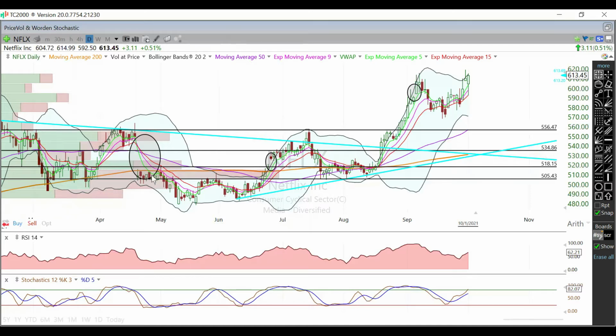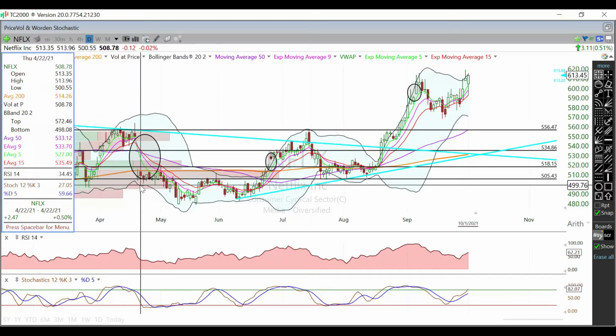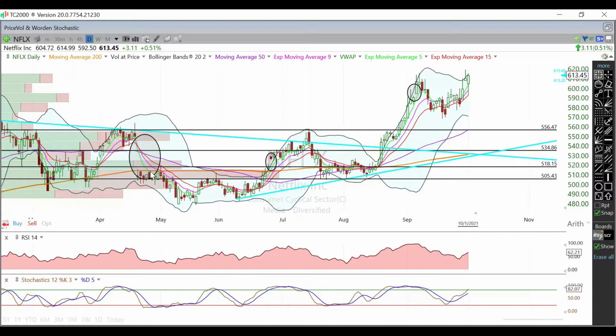That doesn't mean buy calls down here and just hope and say, well, we're eventually going to fill this, so therefore I'm going to buy calls. No, don't play it like that. Just kind of keep that in the back of your head. We're eventually going to fill this.